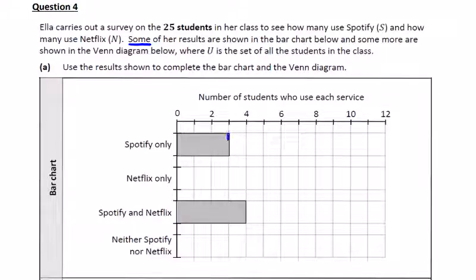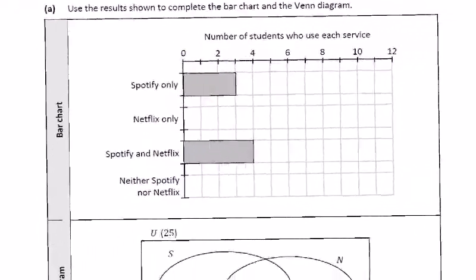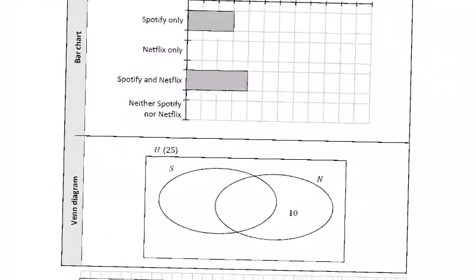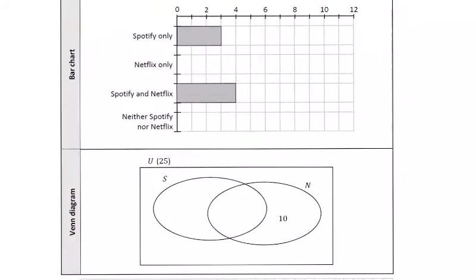So you can see here that 3 people like Spotify only. This one here, it's a sideways bar chart. 4 like Spotify and Netflix, so we have to put in 2 more bars. So what other information are we given? Got our 3 and our 4. We're given this 10 for Netflix only. Here, so this is Netflix only. 10 here. Put your line across. Use a ruler in the exam.